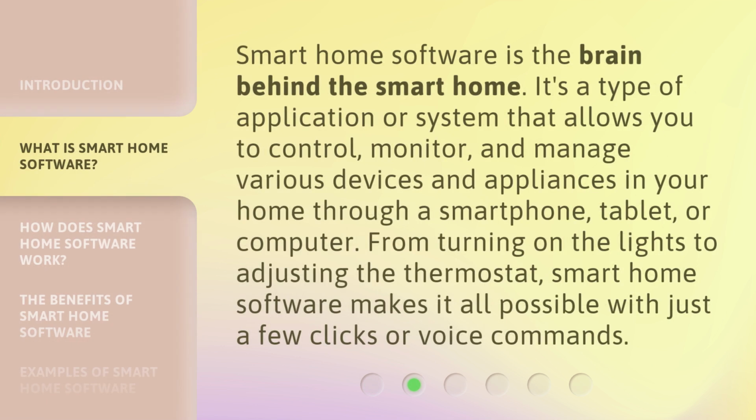Smart home software is the brain behind the smart home. It's a type of application or system that allows you to control, monitor, and manage various devices and appliances in your home through a smartphone, tablet, or computer. From turning on the lights to adjusting the thermostat, smart home software makes it all possible with just a few clicks or voice commands.